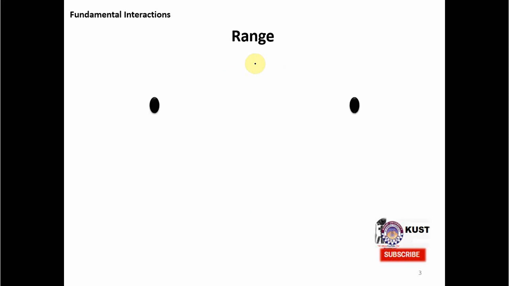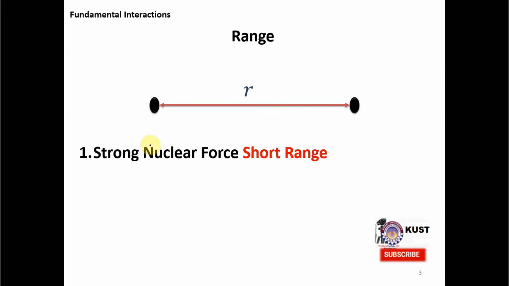By the range, we mean that if we have two particles separated by some distance, let's say r, then at how much separation is the force still effective. So if the force is effective only at smaller distances, we say that it is a short range force. But if the force is effective even at infinite distances, we say that the range of the force is infinite. Depending on the range, the strong nuclear force is in fact a short range force, because it is only effective inside the nucleus.